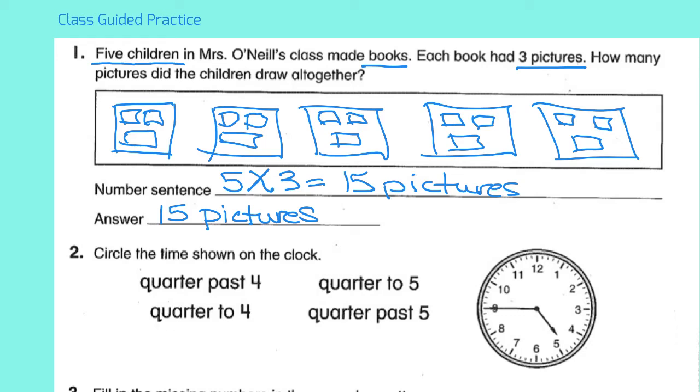Number 2 reads, circle the time shown on the clock. It's giving you some answers to choose from. So it's saying 4:15, 4:45, 4:45, or 5:15. Well, if I look at this short hand, it's not quite on the 5 yet. So I think it is not 5:15. So we can probably get rid of that one.